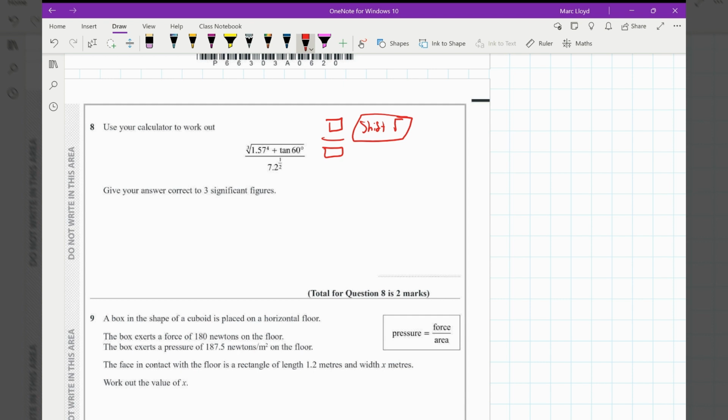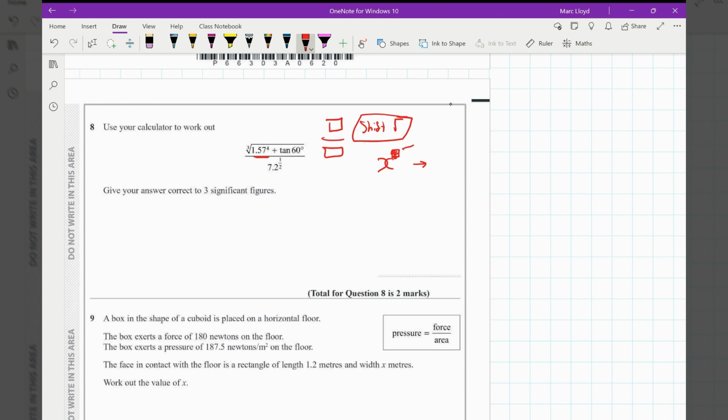Then type in your 1.157, and you're going to need the little button that's got that on it as well, because you're going to need to raise that to the power of 4. Then you need to hit the right key to get away from that power of 4, and then you're going to add tan 60. And I've just noticed I've not done the add bit on my one. If you want to as well for the tan 60, just close that bracket. You then need to go to the down key, type in 7.2.